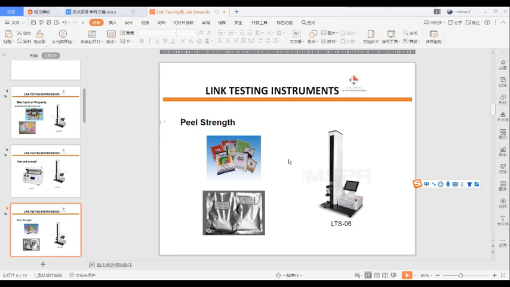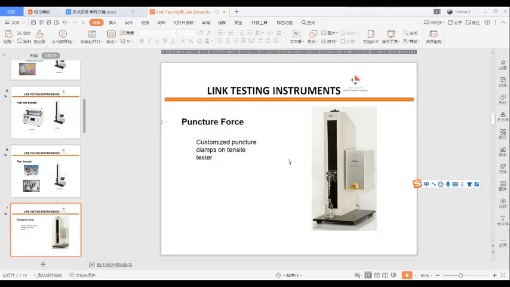Okay, this is the third one. The next one is the puncture force. You can see this picture. What's the puncture force? This one is a needle. We use this needle to puncture the bottle. Usually it's the rubber cap of a bottle that we puncture, and then you will get the puncture force, how many newtons this needle needs to go into the cap and get something inside of the bottle. We call it the puncture force.